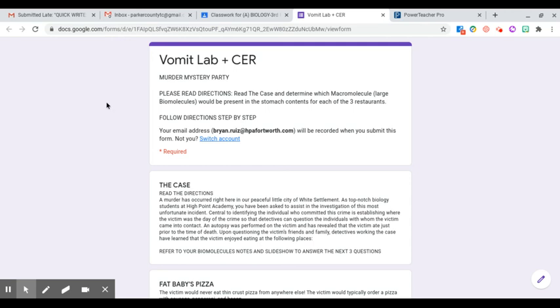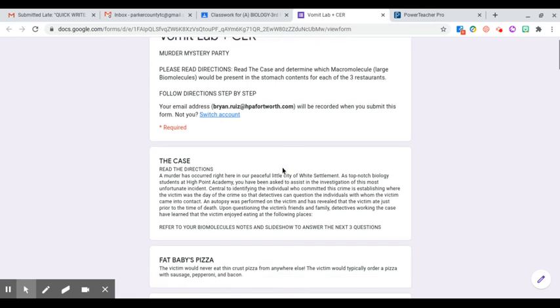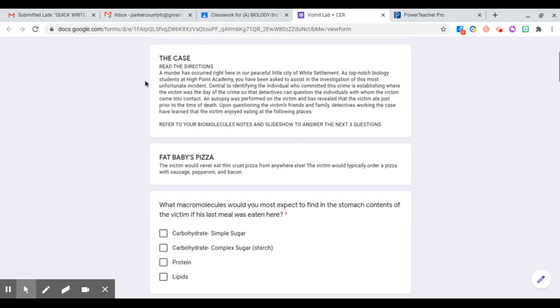So I want y'all to just take your time on this. It's probably a little longer than some of our other assignments, not any harder. It just takes a while. So please don't rush it. We're going to start right here with the case. You really need to read the directions.